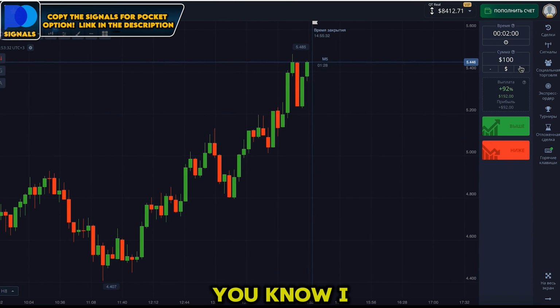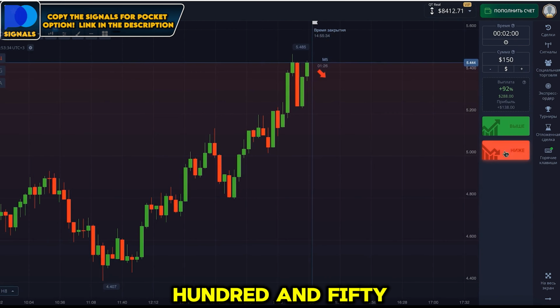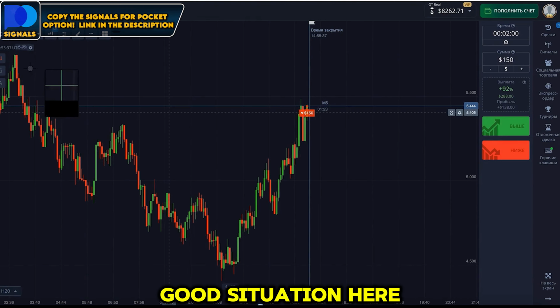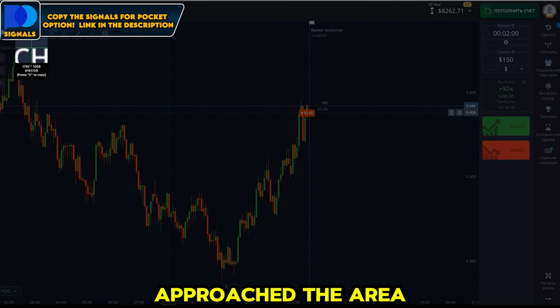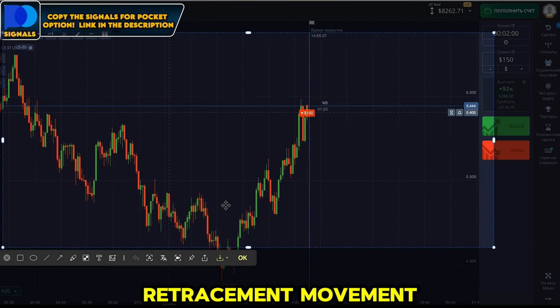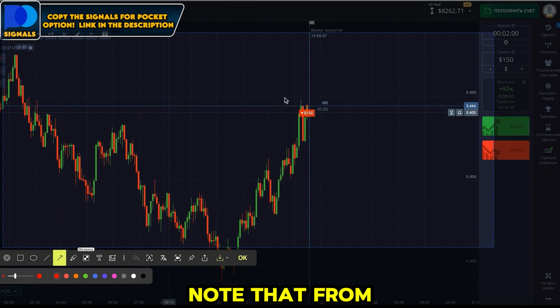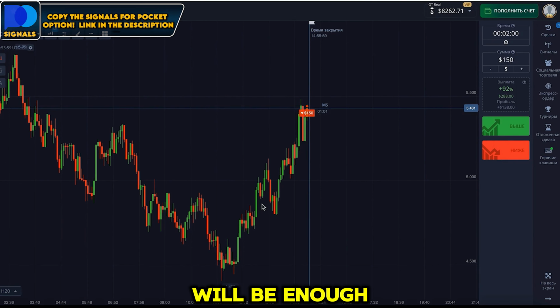Look here. I will take, by the way, $150 for Monday for 2 minutes. It's a good situation. Here, the price has approached the area again, from which there was a good retracement movement. We have 5-minute candles, just a reminder. Note that from this part we indeed had a very strong movement down. I hope that the price will react now as well. Believe 2 minutes will be enough.